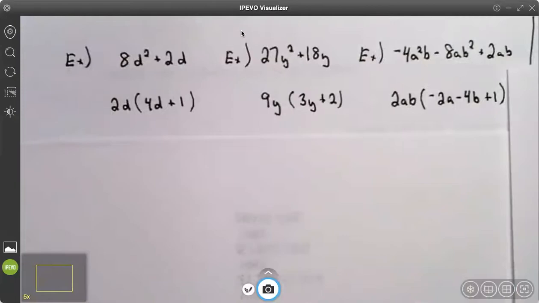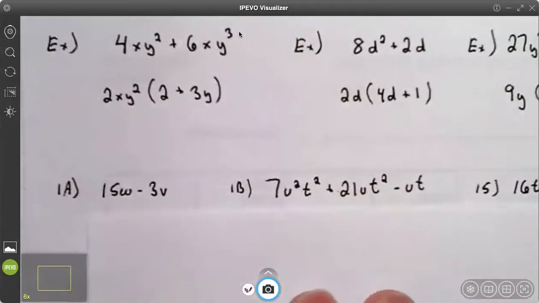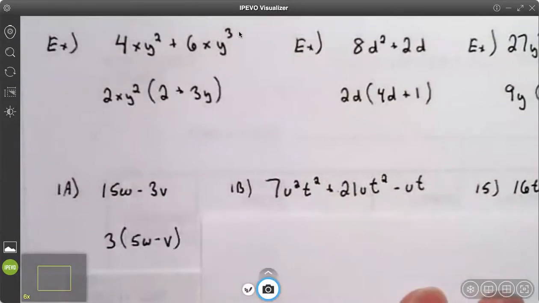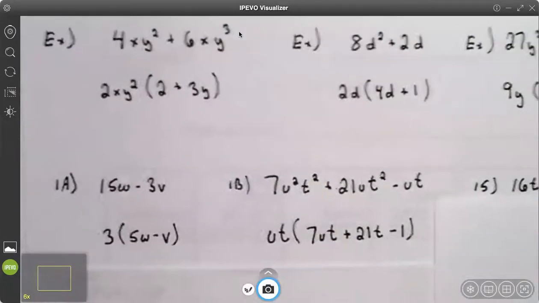Now let's let you try some. Okay, you try 1A. For 1A, your greatest common factor is 3, and you're left with 5w minus v. Try 1B. For 1B, your greatest common factor is ut, and you are left with 7ut, positive 21t, negative 1. And I just realized those are my first 2 examples, so you've seen those before.